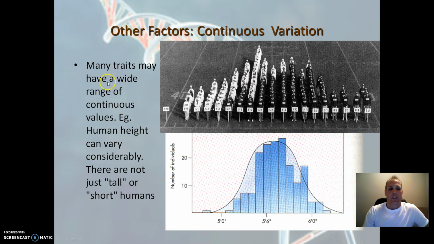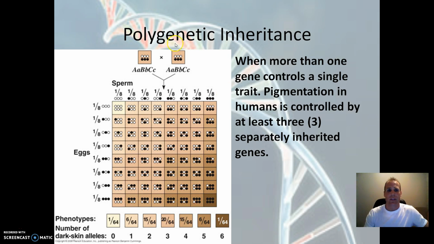So over here I said many traits have a wide range of continuous values, like human height. 5 foot, 5'4", 6 foot, 6'5". There's a huge range of these. There's not just tall or short. So one possible explanation for this is polygenetic inheritance. Just break this down. Poly means many, genetic means genes. This is when you have many genes controlling one trait.